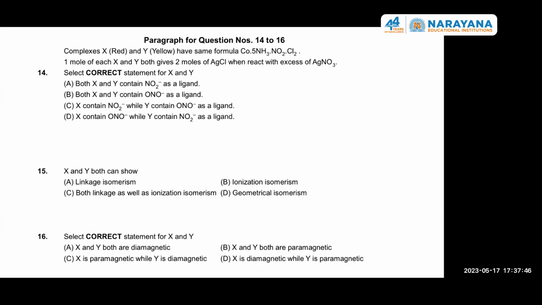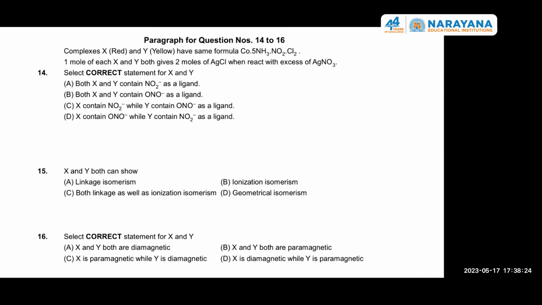So here is a complex of cobalt in which 5 ammonia ligands are there, 1 NO2 is there, and 2 Cl are there. 1 mole of each X and Y both gives 2 moles of AgCl. That simply means that the chlorine is outside the coordination sphere. Now we have to compare. Because NO2 is the only possibility, the isomerism present in X and Y should be linkage isomerism, because ammonia stays as it is and only the NO2 can change its donating site.